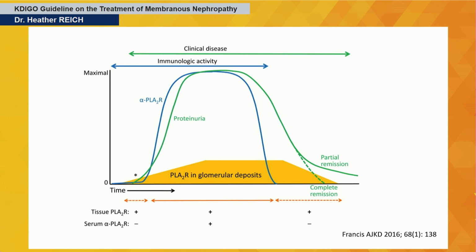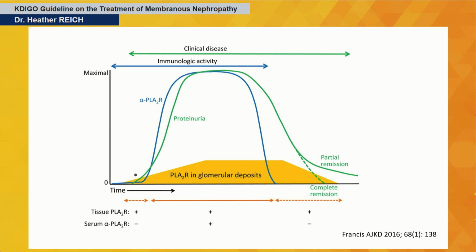Initially, those antibodies are mopped up into the kidneys prior to reaching a threshold, at which point they become detectable in the serum. The injury caused by the presence of these antibodies then leads to proteinuria thereafter. And through the course of the disease and resolution, whether it is spontaneous or following treatment, first the immunologic activity will shut off, and that is denoted by a reduction in the detectable anti-PLA2R antibodies.